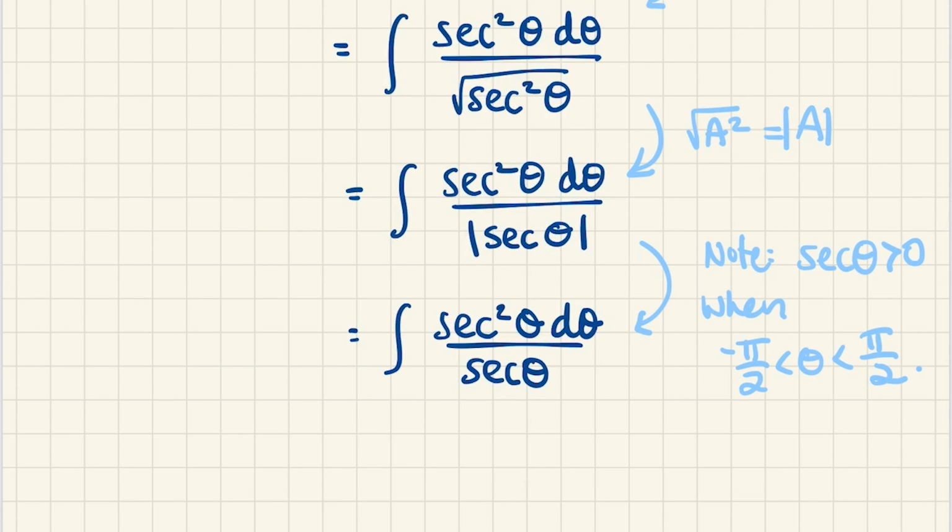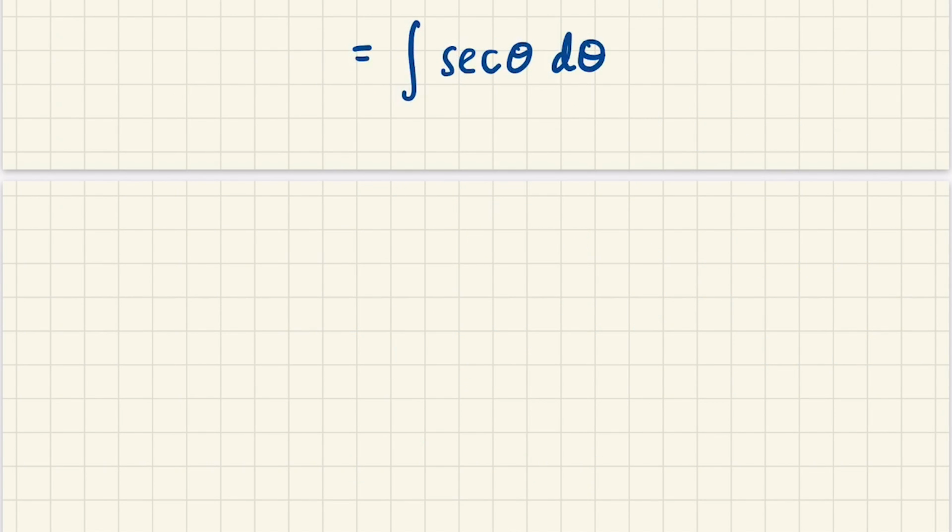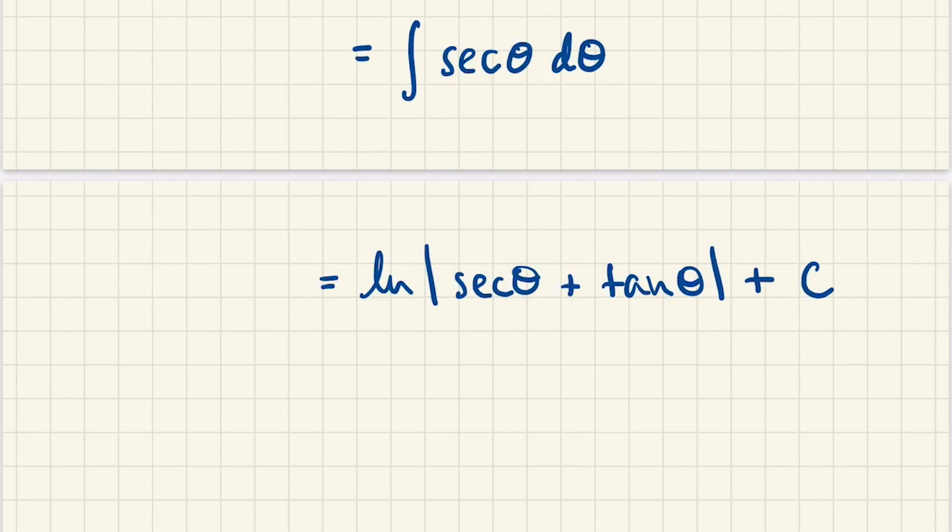Okay, returning to the problem here, we have secant squared over secant, which is of course secant of theta. And so all we have to do is integrate secant of theta. Well, we know that the antiderivative of secant is ln of the absolute value of secant of theta plus tangent of theta. All right, well, we finished the calculus part of the problem.